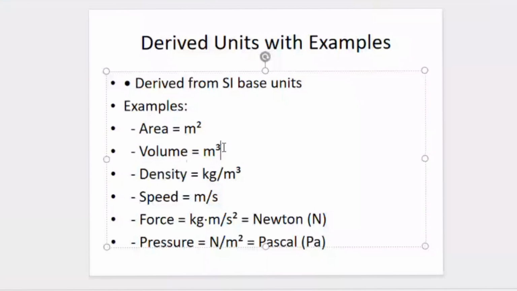The SI unit for volume is meters cubed. While for density, the formula is mass divided by volume, so the unit is kilogram divided by meter cubed.